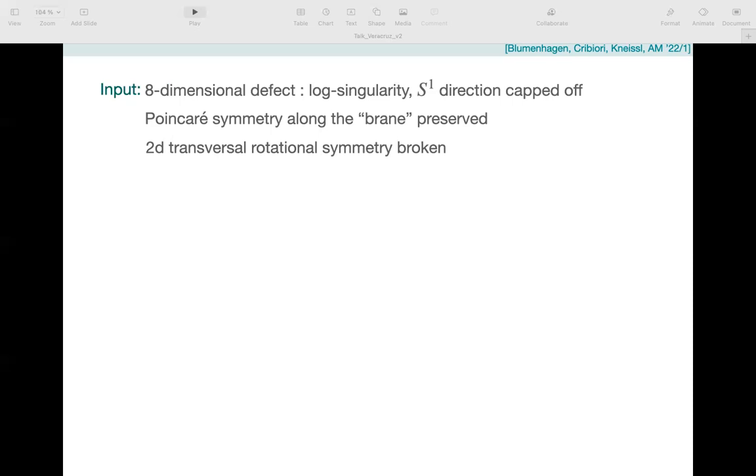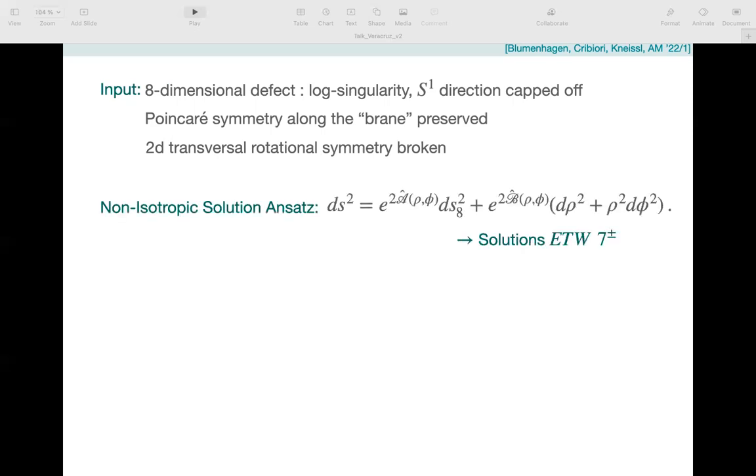So we make some ansatz for the metric for this. We know that we need to preserve now the symmetry along this 8-dimensional object. And we have these two directions that need to be non-isotropic because the solution we have already is non-isotropic in these last 2 dimensions. So we make the following ansatz for the metric. And we actually find a pair of solutions.